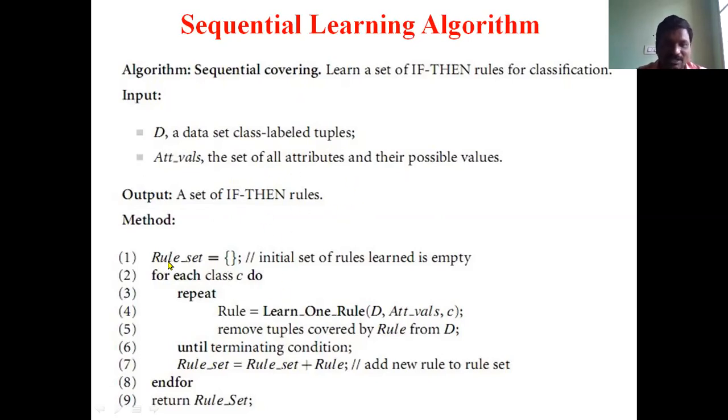What is the first step? Rule set equals empty: initially the set of rules learned is empty. Then for each and every class, meaning yes or no, for example buys computer no, first take that class. Then for each rule, learn one rule at a time, and remove the tuples covered by the rule from D, until the termination condition. Then rule set equals rule set plus rule, that means adding the new rule to the set. In this way you perform the sequential covering algorithm.